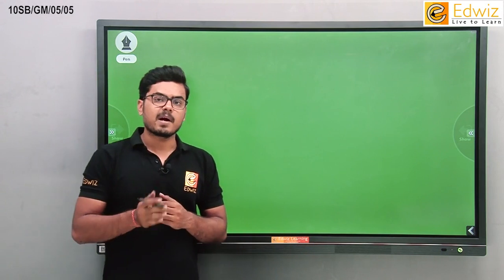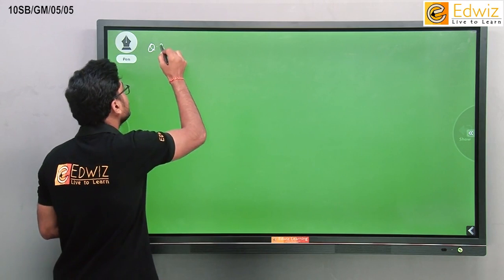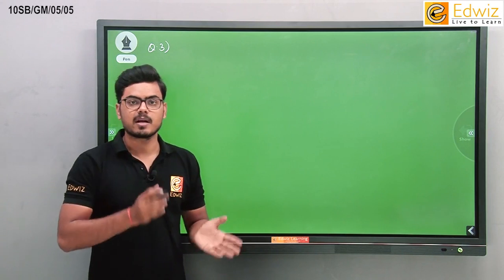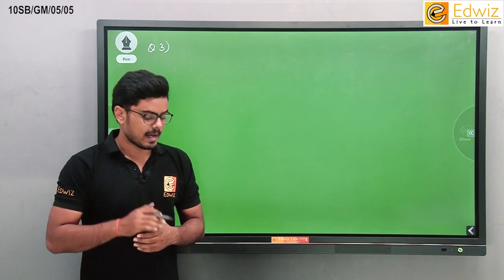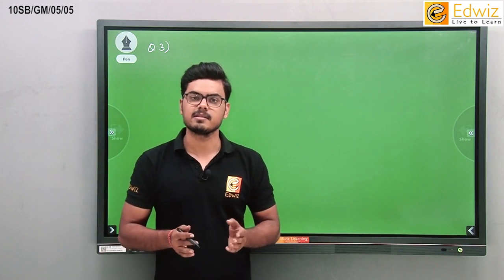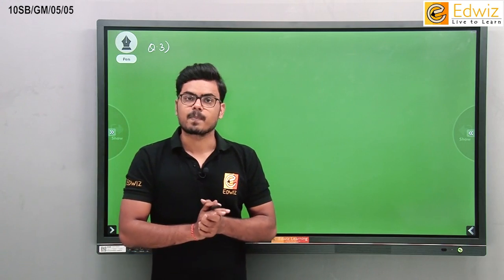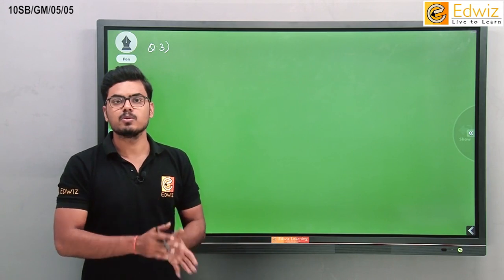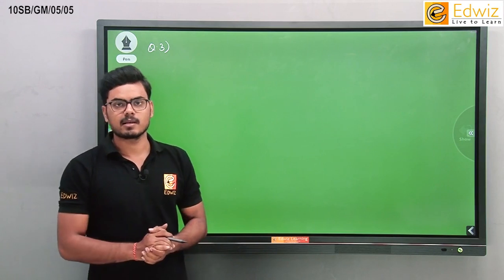Question number 3 is determine whether the following points are collinear. Now remember, in the first exercise you had a question similar to this, but we solved that question using the distance formula. When we were solving it, I told you that there is one more way we can solve such questions to find out whether the points are in a straight line or not. We can use the slope formula, and I recommend you use this method because it is simpler. So use the slope formula whenever you get a question like this, where you have to determine whether the given points are collinear or not.